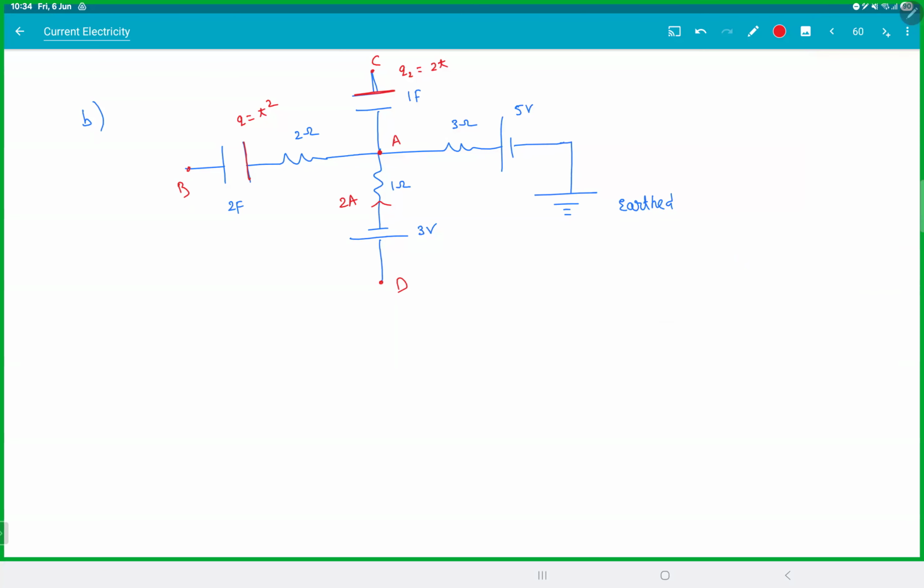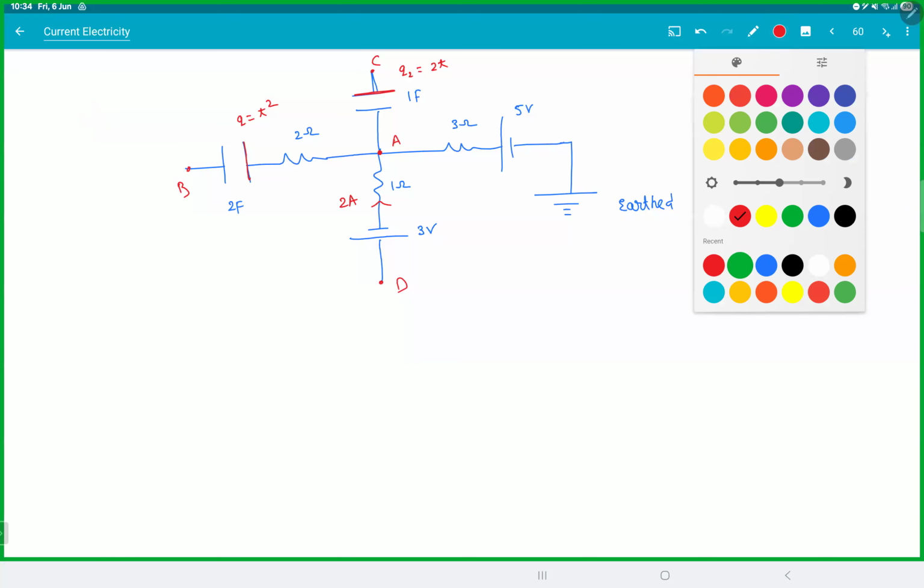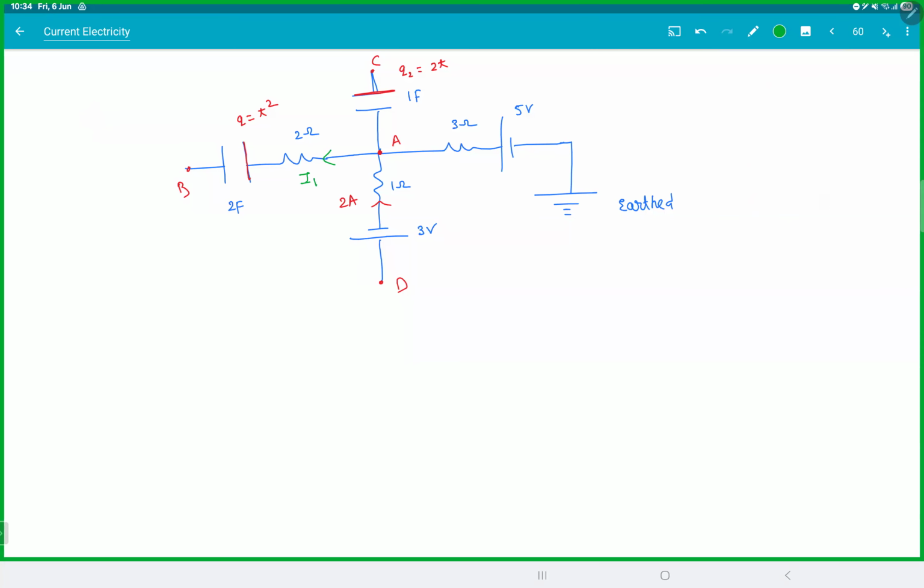So the main thing here, first of all, we need to figure out what is the current in this branch. If you take it as I1 and if you take it as I2, I1 is dq2 by dt, which is 2t. I2 is dq1 by dt, which is 2t. At t equal to 2 seconds, I1 is 4 ampere and I2 is 2 ampere. There, now I got the current in the branches.